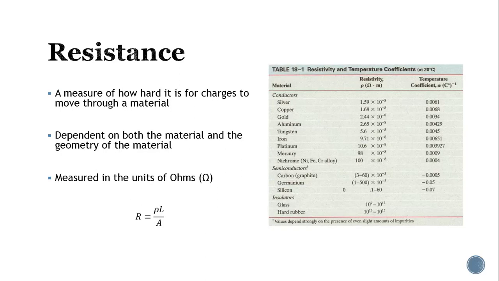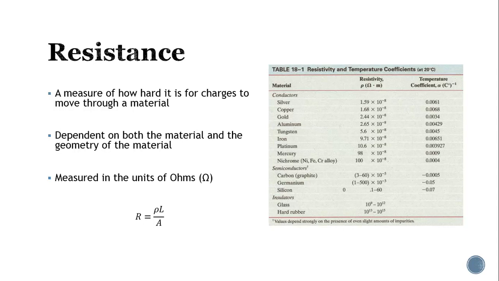The other term that we come across quite frequently when we start talking about circuits or electrical devices is resistance. Really what resistance is, it's a measure of how hard it is for charges to move through a material. Generally speaking, if resistance increases, current decreases. It's dependent on a couple of different things. It's dependent on the material.